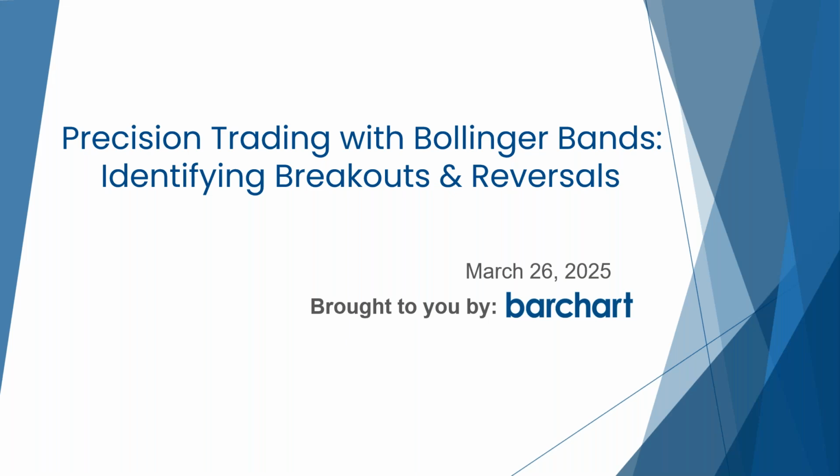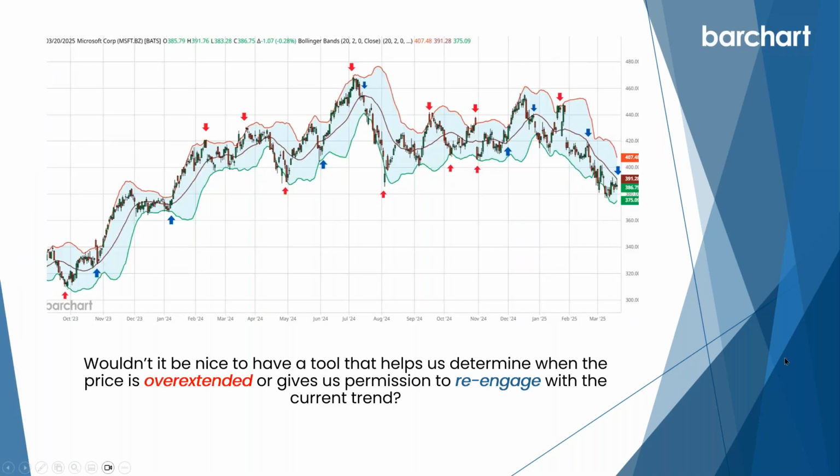Today's session, precision trading with Bollinger Bands, identifying breakouts and reversals. Now, wouldn't it be nice if we had a tool that tells us when the price of a market had moved too far or too fast, or gives us a warning that it's time to ring the register, or better yet, a permission to take a position that is aligned with our primary trend?